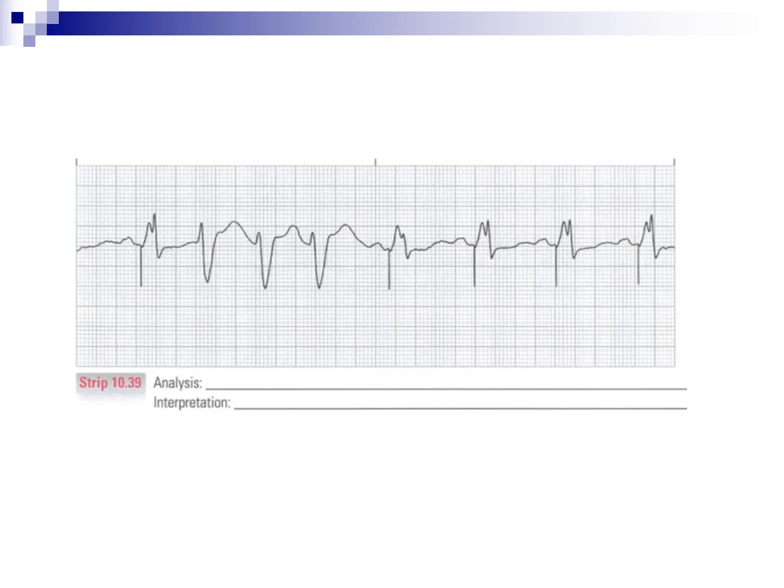For the last strip, 10-39, this rhythm is a pacer which is set at about 70. If you go pacer spike to pacer spike, you can do your heart rate for that. Now you also have some of the patient's own rhythm. In the patient's own rhythm, you can do your R to R, which comes in at a heart rate of about 107. With this, your interpretation of this rhythm is a normal functioning pacemaker.